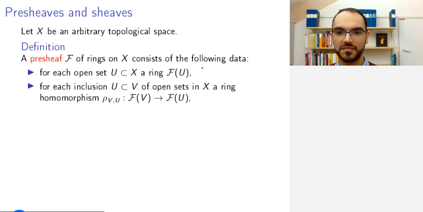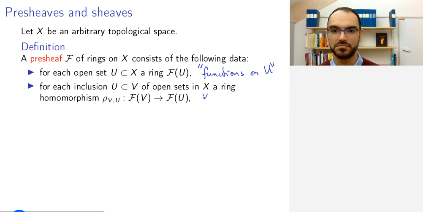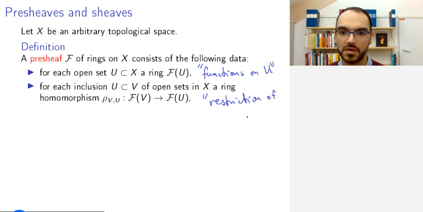How should you intuitively think of this? Think of this as the ring of some sort of functions on U, continuous functions or whatever kind of functions you like, and this you should think of as restriction of functions. So indeed, most of the presheaves we will look at in this course will have rings of functions. But this is a more general definition. So thinking of these things as functions helps you intuitively, but we will do everything rigorously.